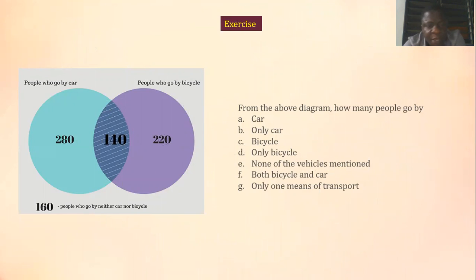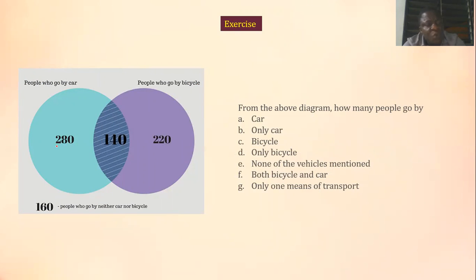So here comes a simple exercise. I hope you have followed this lesson keenly. If you did not understand anything, you can play back the video and get a better understanding before you tackle this exercise. This also shows us, in a survey, the preferred means of transportation for a group of people. 160 did not go by car nor bicycle. That means they went by different means of transport.